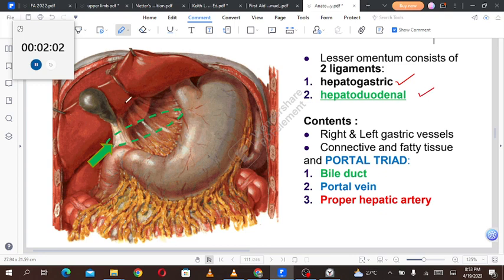So the hepatogastric ligament, like this is the liver. The ligament that is connecting the liver to the stomach is the hepatogastric ligament, and the ligament that is connecting the liver to the duodenum, that will be the hepatoduodenal ligament.